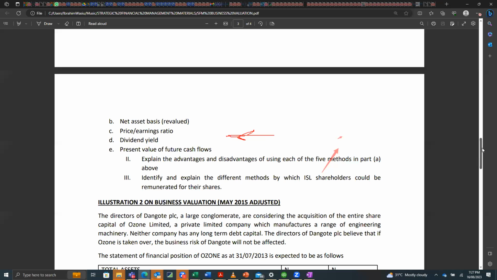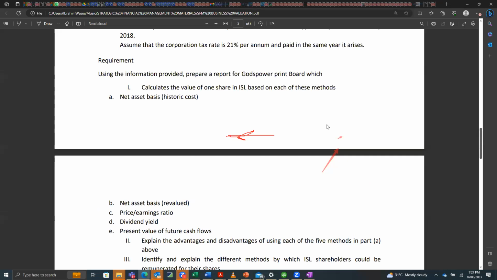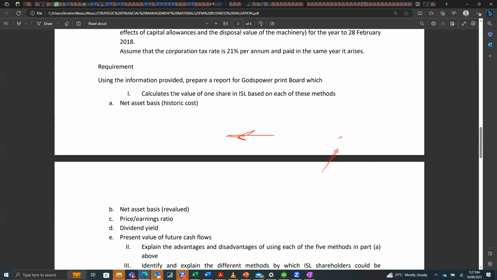Illustration 2. So look at illustration 1. Requirements: calculate the value of one share in ISL based on each of these methods. I mentioned that we have three things we are doing under this valuation calculation: one, market price per share; two, market value of equity; three, market value of the whole company. No matter the method, it is either of these. So which one are we told to do among all these?